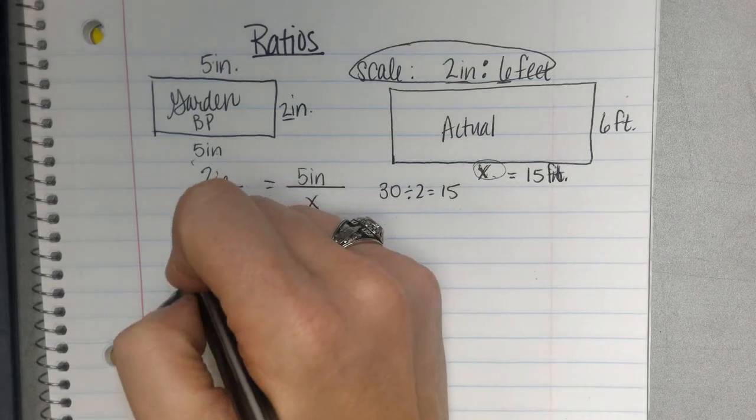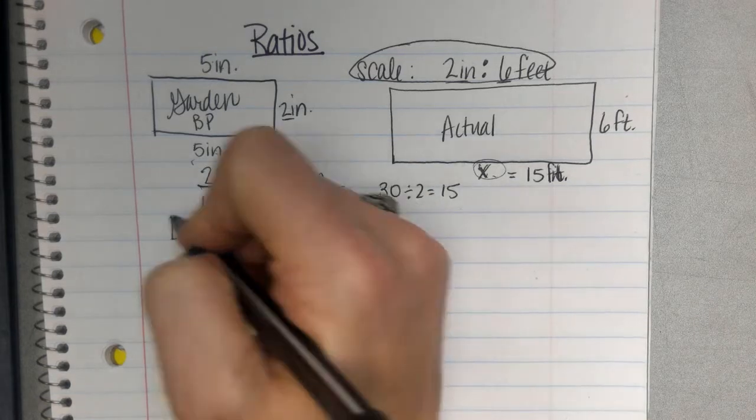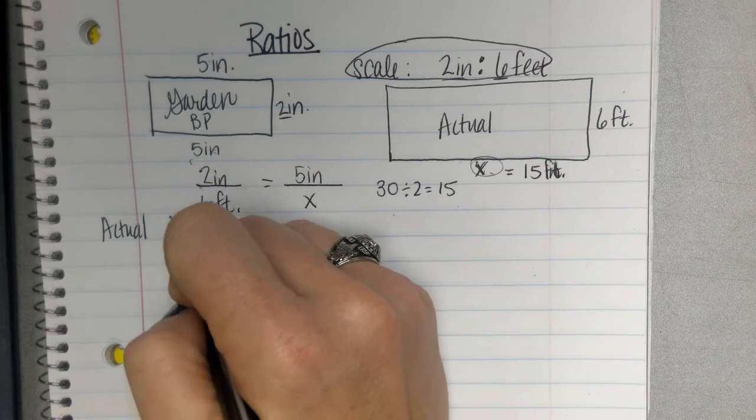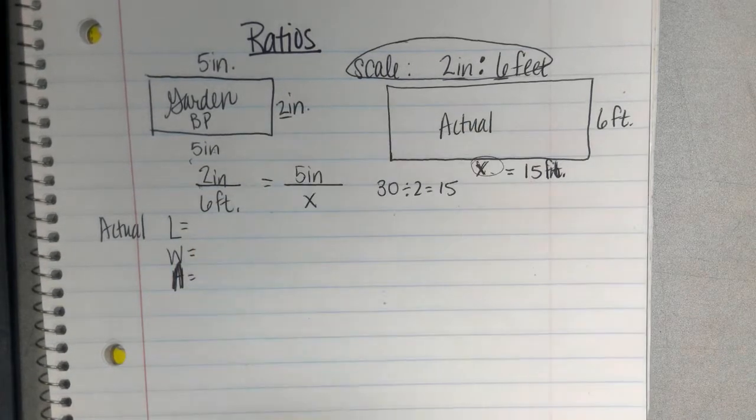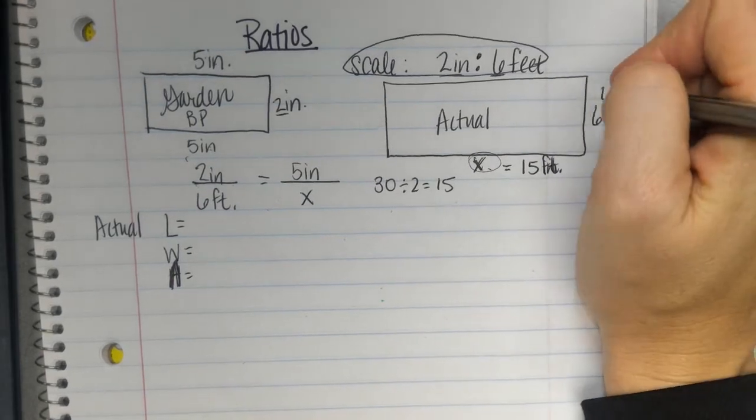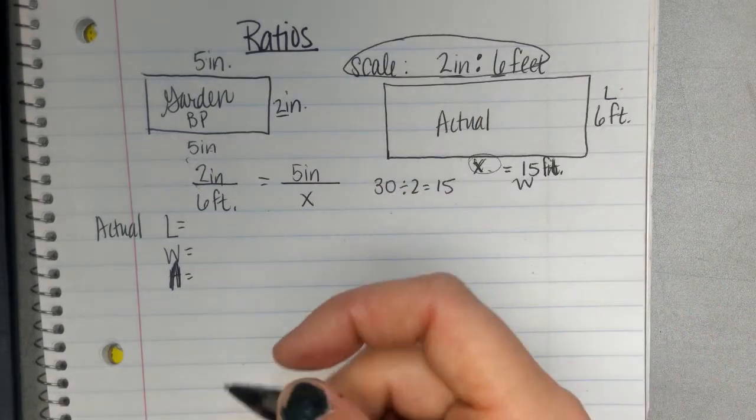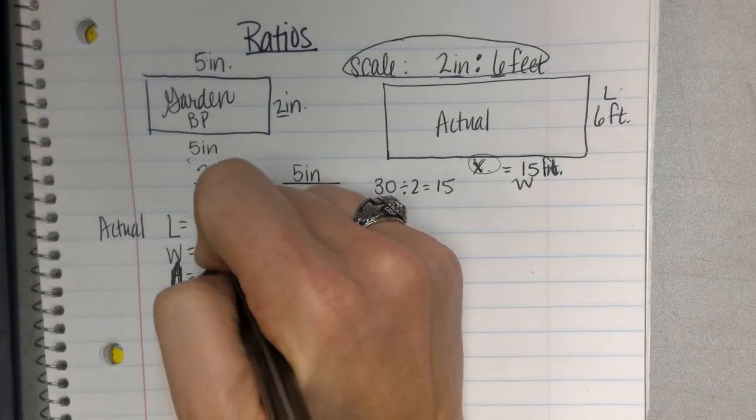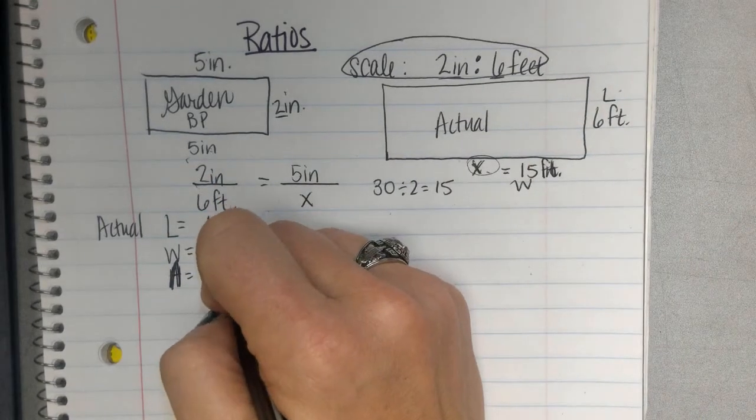So now, could we write down the actual, these are actual measurements, the length, the width, and the area. Okay, the length. We're going to call this the length and this the width. Okay, it doesn't matter which one is which. But yes, we have those measurements. We have the length is 6 feet. Width, we just found out, was 15 feet.